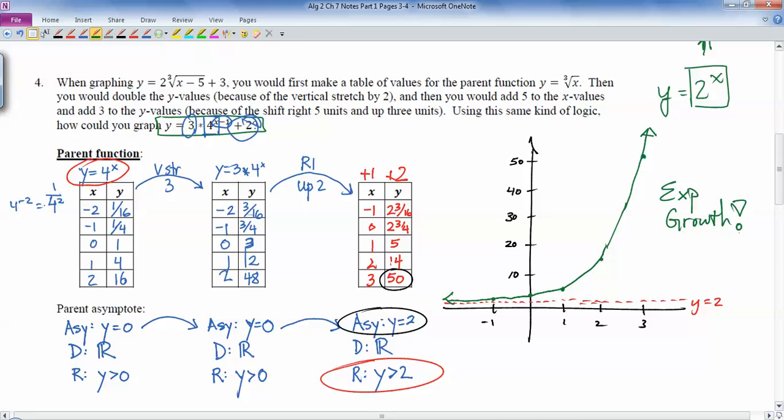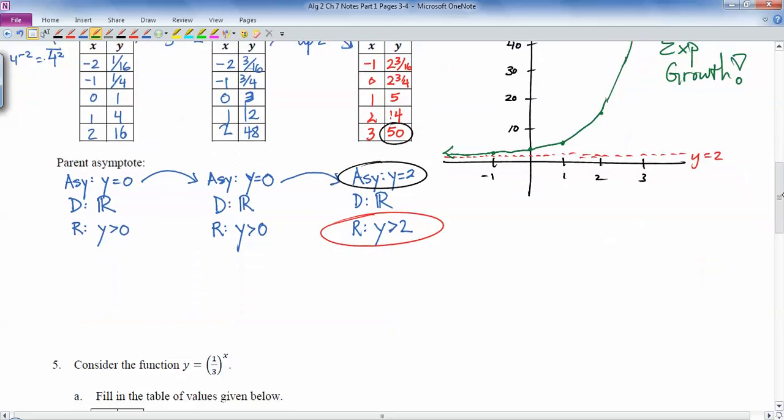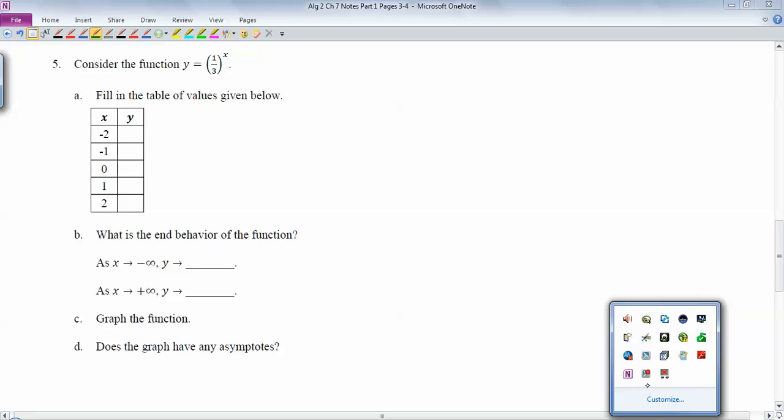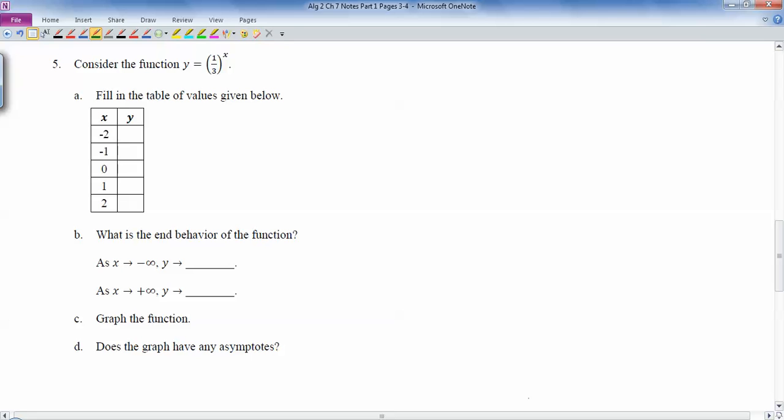All right. Let's go on to the next page here. So this is page 4 now. Let's see how we're doing on time. Okay, about 13 minutes in. All right, so in this one we've got, let me make sure I'm recording. Yes, y equals 1/3 to the x.